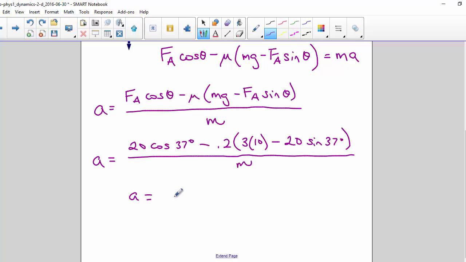Now a comes out to 16 minus 0.2 times 18, divided by 3. And that is 4.1 meters per second squared.